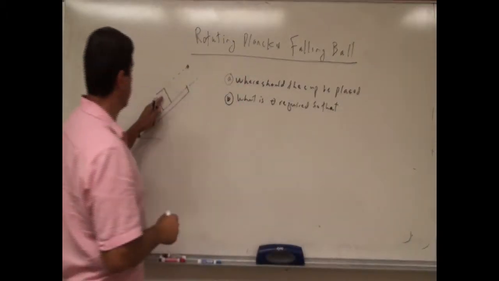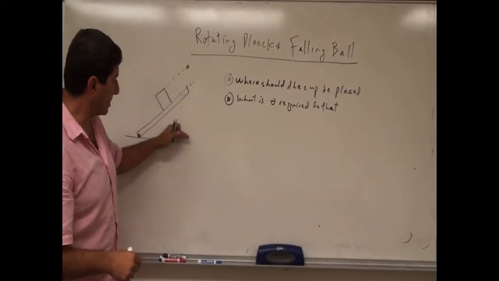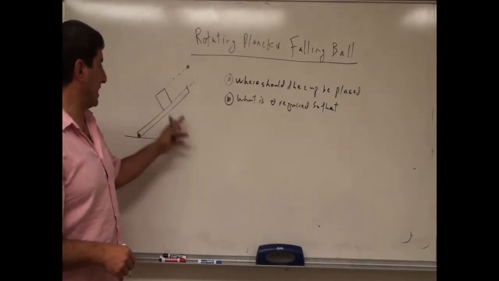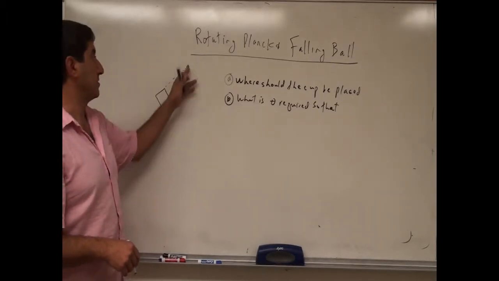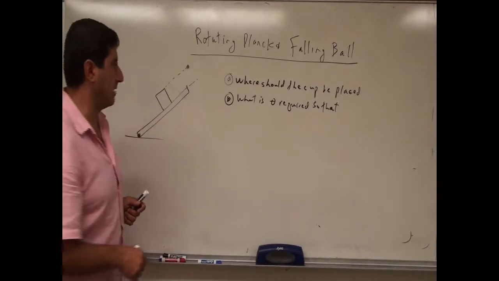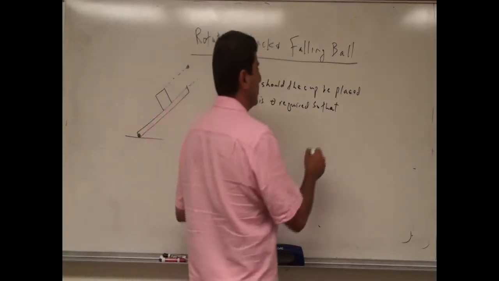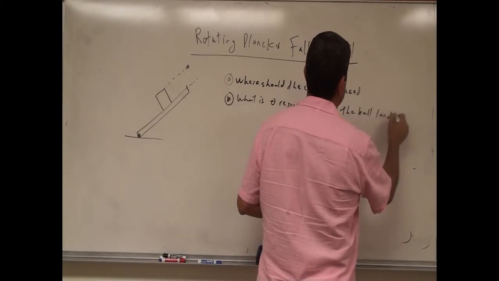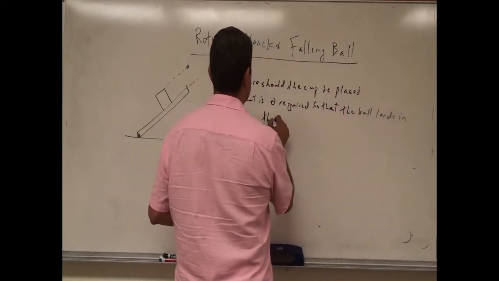We want the cup to be able to accelerate faster than the ball, so that by the time the cup is down here, the ball is able to land in the cup. So what is theta required so that the ball lands in the cup?